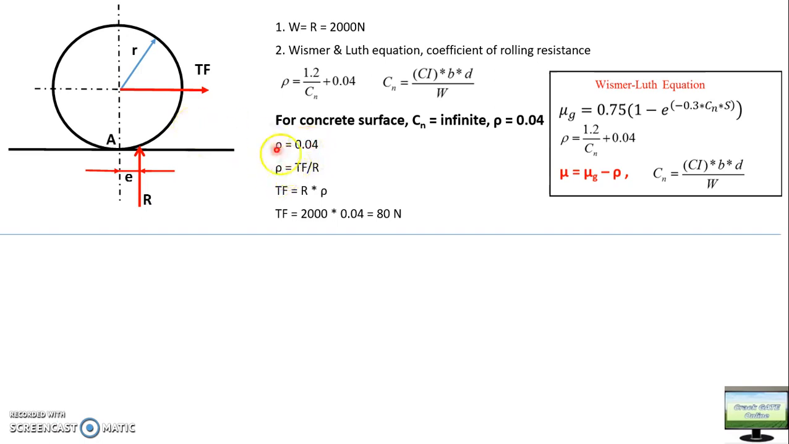Now rho is what? For a towed wheel, rho equals Tf by R. So from here you can easily calculate Tf, which will be 80 newton. Okay, this is your answer.